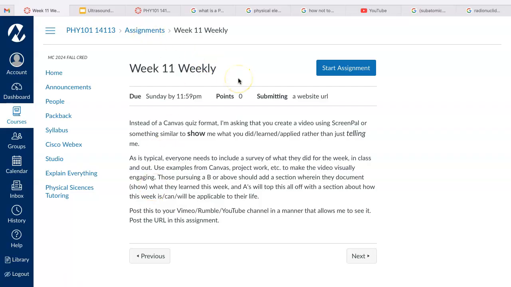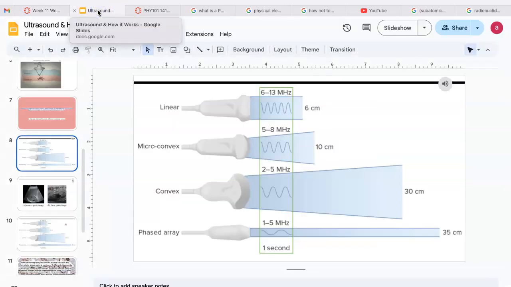So for this week 11 weekly, you wanted us to show what we did, learned, and applied rather than just telling you. So I am going to show you what I did for my project. We couldn't really hone it in.